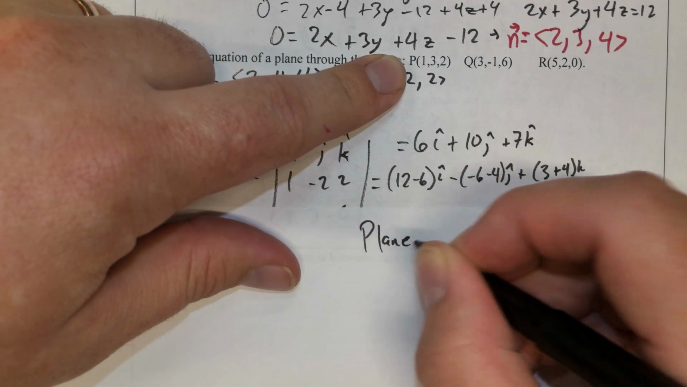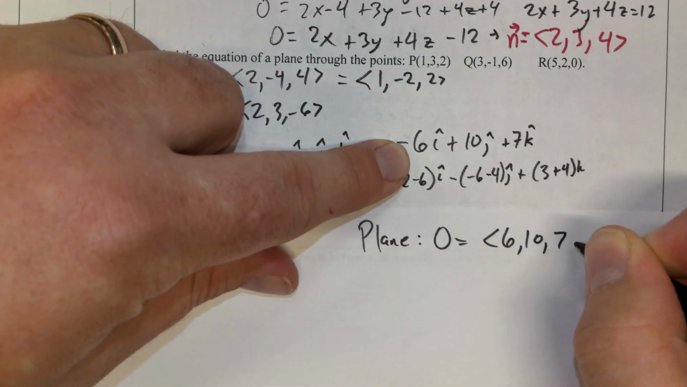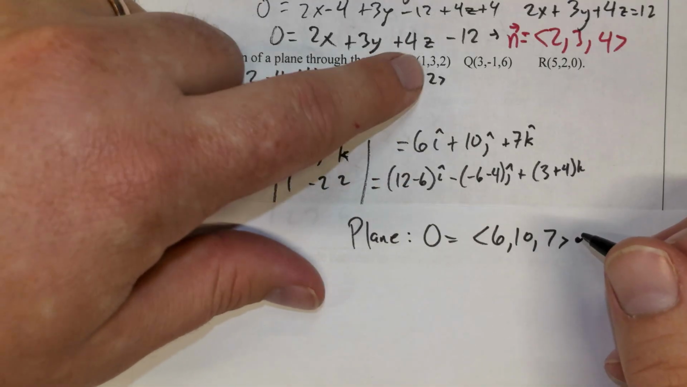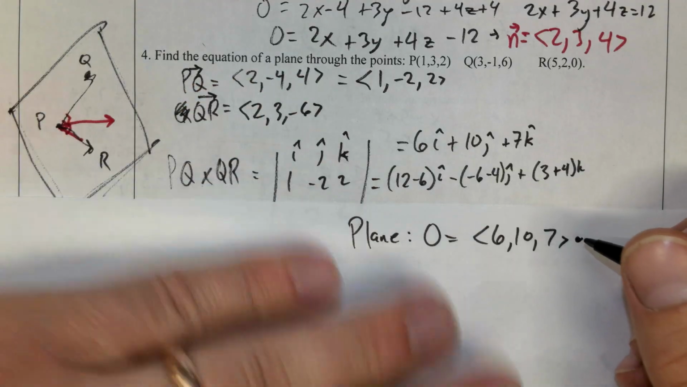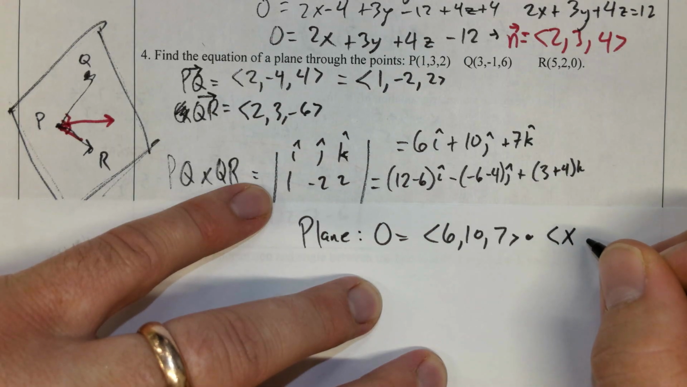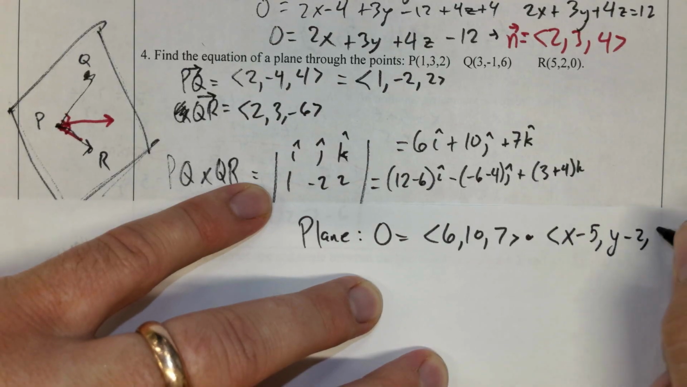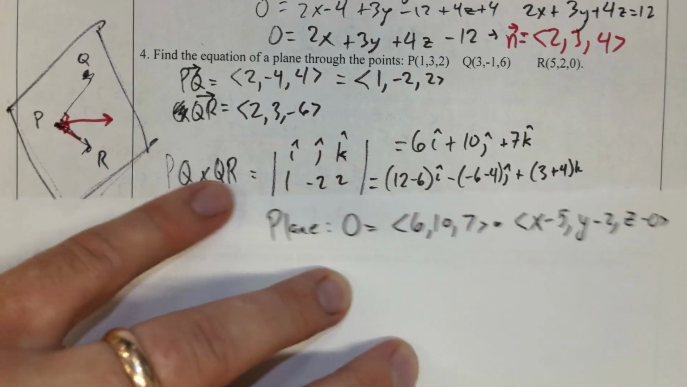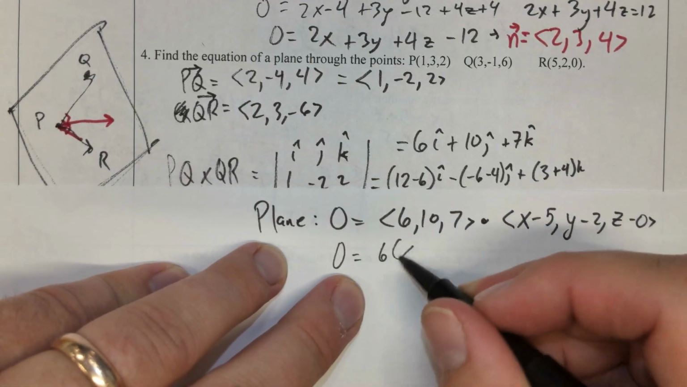So my plane is going to be 0 equals my normal, 6, 10, 7, dotted with a vector. Now I could choose one of these vectors and it would totally work out fine. Let's choose the easy one, 5, 2, 0: x minus 5, y minus 2, z minus 0, and just dot these things together. The 0 is just going to save me a little bit of work, not too much though.